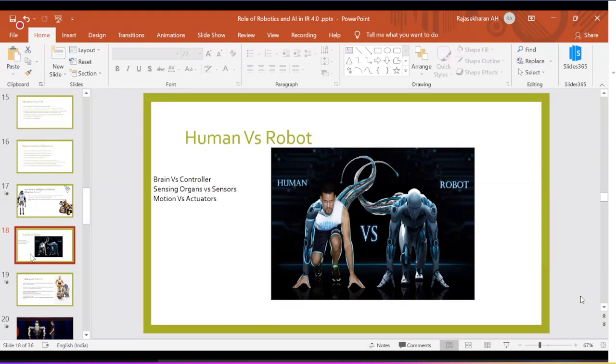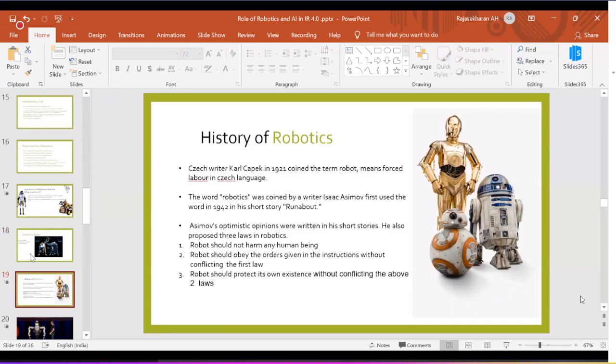Our sensing organs sense, and they inform the brain, and the brain informs us back what to do, right? Similarly, a robot's sensing organs will sense and find out what's happening in the environment, and inform the controller, and the controller informs the actuators what needs to be done, right? So just a comparison with a human.